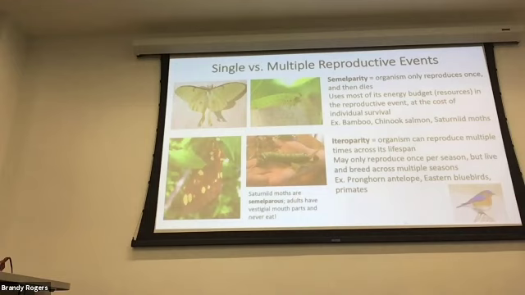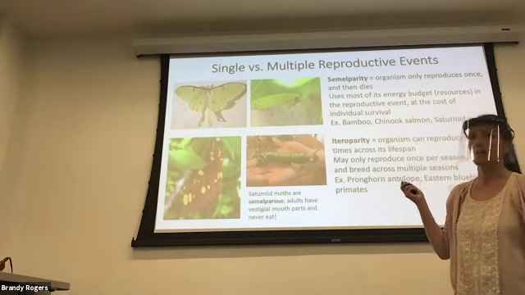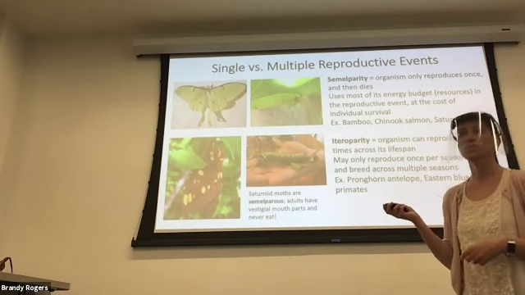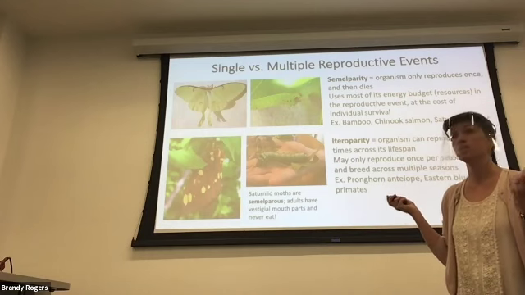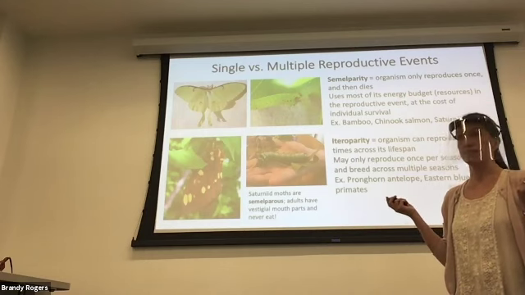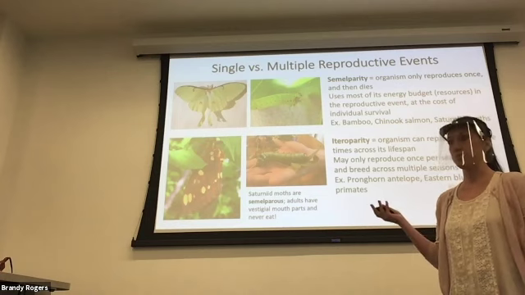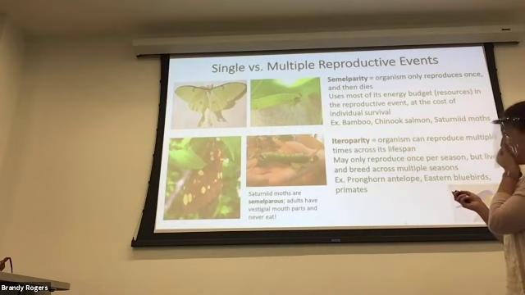Saturniid moths are another cool example. Have you guys ever seen a Luna moth? These guys are huge, like 4 or 5 inches across, pretty impressive looking. They grow from larvae like all moths and butterflies do, but the adults don't even have mouth parts, so they don't even eat. They just basically erupt out of their cocoon and reproduce and die. They don't even have to grow or repair anything, they just reproduce. That is semelparity to the max, okay? You're not even eating as an adult.